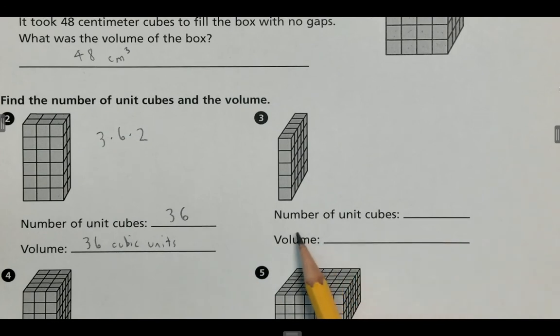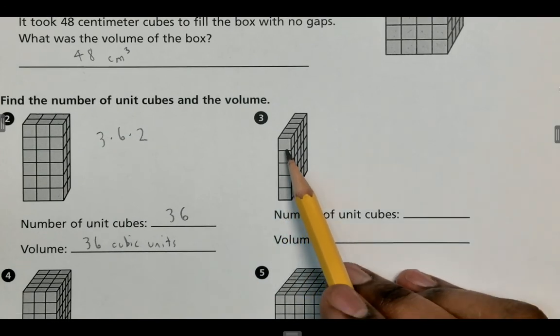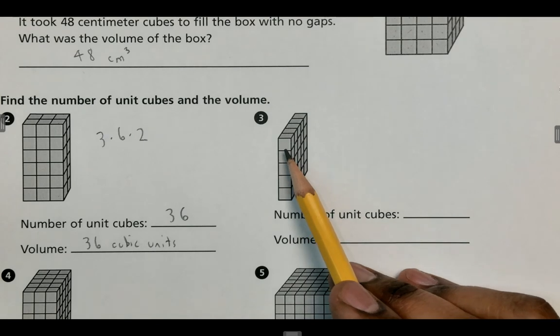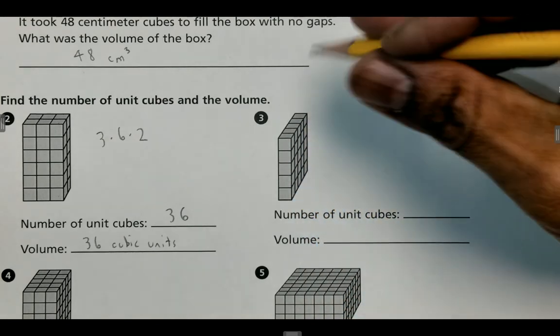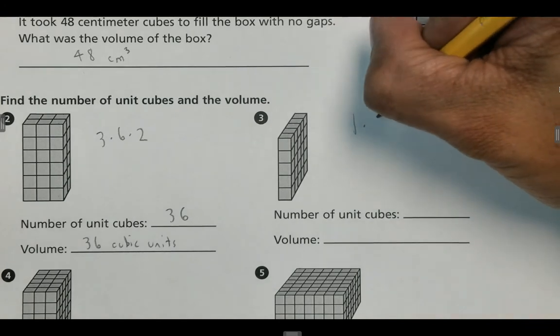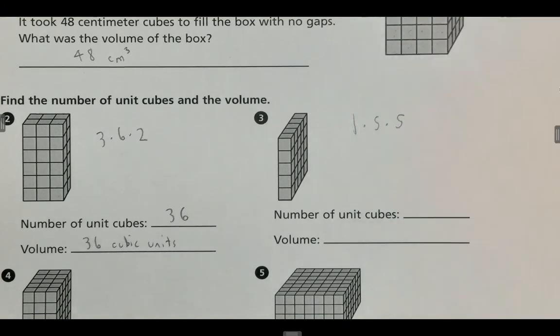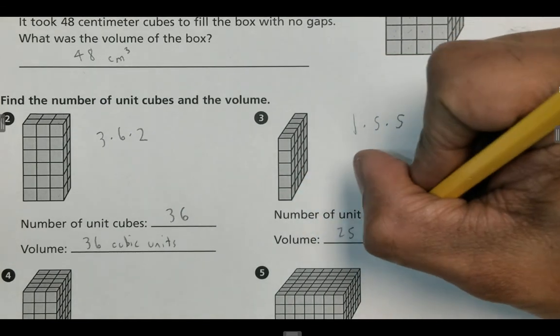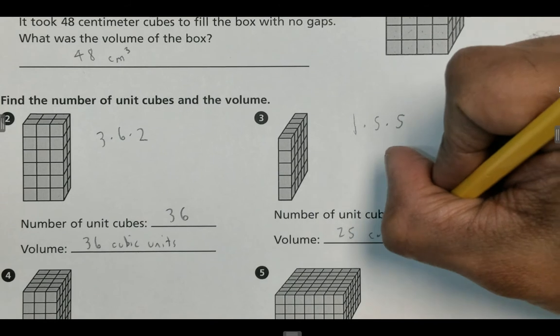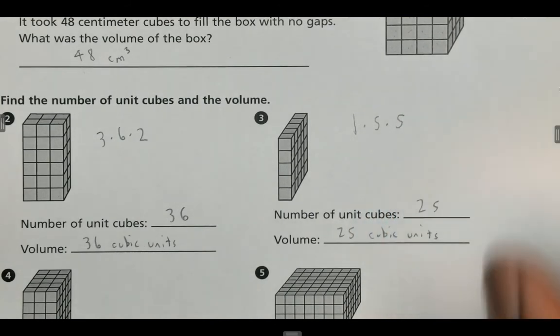Number 3, we have a 1 across. How tall is it? It's 5 units tall. And how far back does it go? 5. Okay, so we've got 1 times 5 times 5. We can say that it's 25 unit cubes, 25 cubic units.